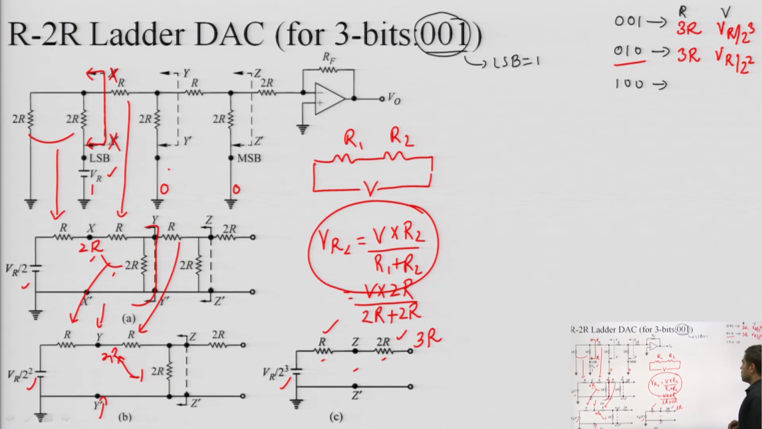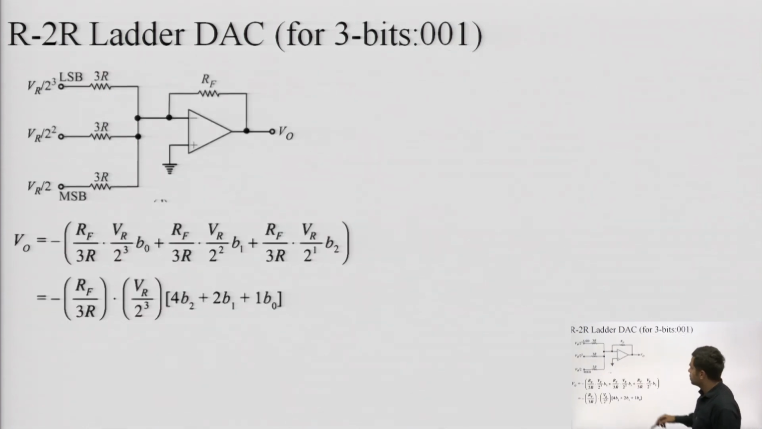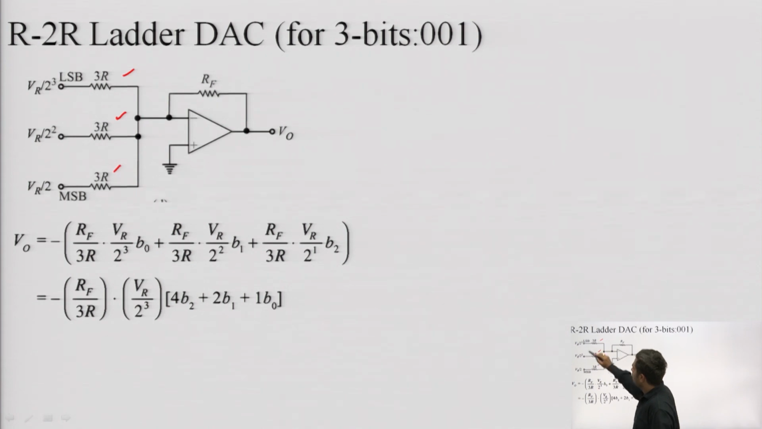So for the third case 100, again the resistance is going to be the same, but the third case means that MSB is equal to 1 and the others are 0. For this, the voltage will not divide. There will be no voltage at the XX interface, there will be no voltage at the YY interface. The first time voltage will be at the ZZ interface only. So at that point of time it will be divided by 2 only once. That's why the voltage will be VR by 2. So these are the 3 voltages and 3 resistances, so there becomes a modified circuit. We can check that 3R, 3R, 3R, VR by 2, VR by 2 square, VR by 2 cube.